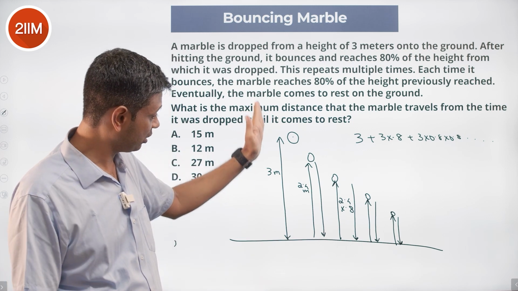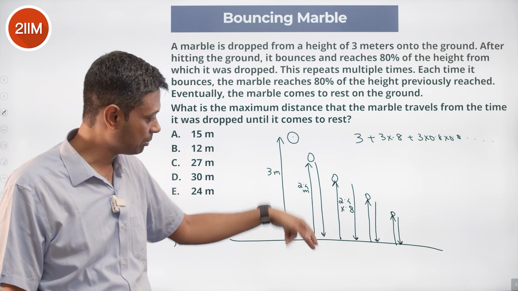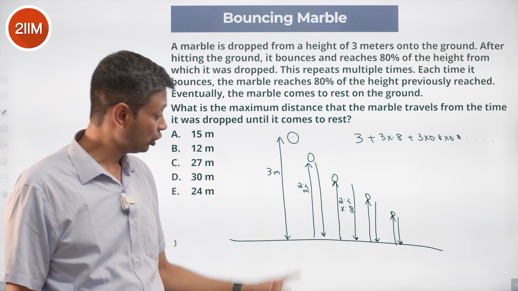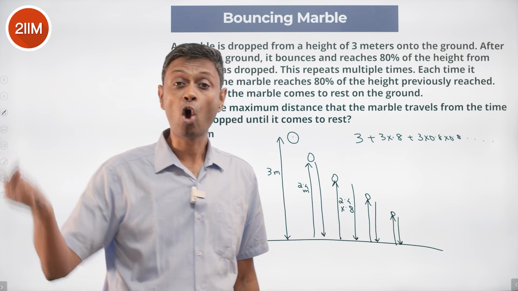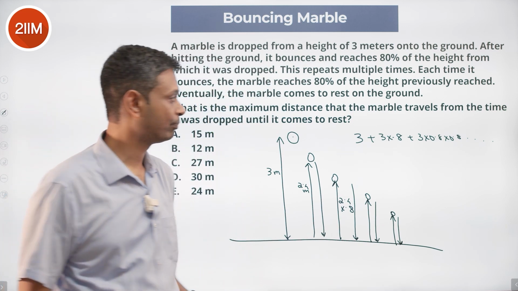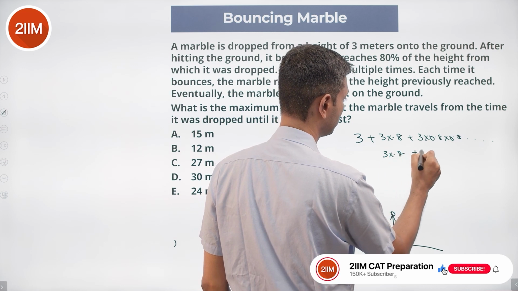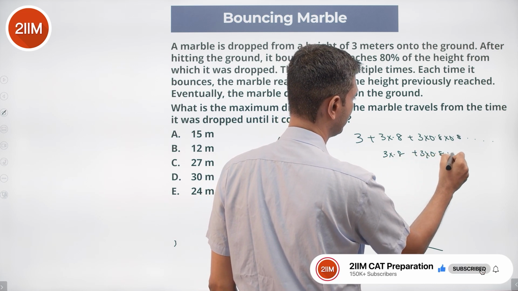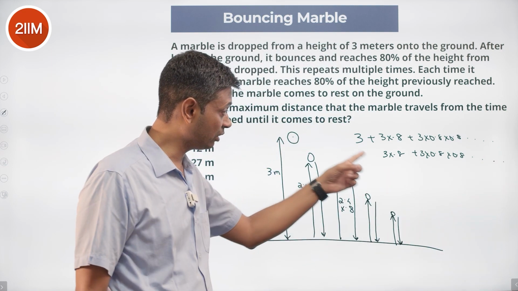So the 3 meter down is fine. That is gravity. After that, it bounces back and comes back, bounces back and comes back. So each of these, 2.4, 2.4 into 0.8, that into 0.8, that into 0.8, all of those will have to be counted twice. So 3 into 0.8 plus 3 into 0.8 into 0.8. This is an infinite GP.